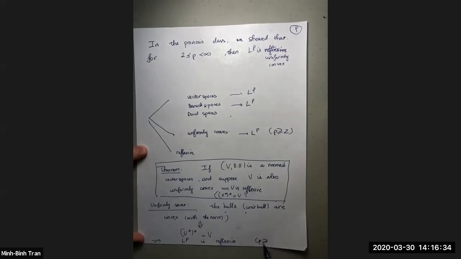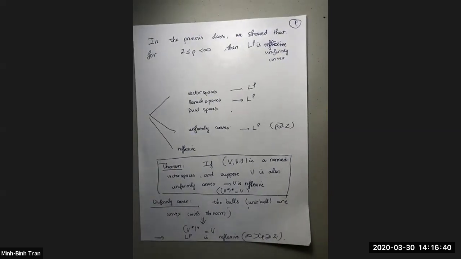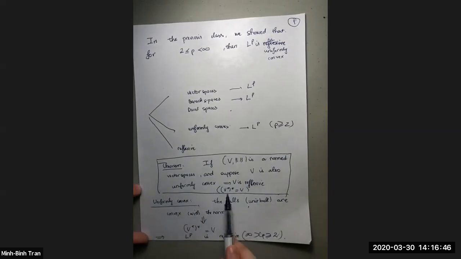Right? For p bigger than or equal to 2 and smaller than infinity. All right? You see the point? So the nice thing about uniformly convex is that, instead of showing something very complicated, you can go to the dual of the dual, and you show that this is equal to the space that you want.